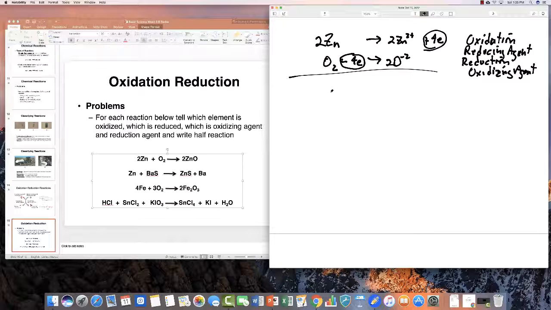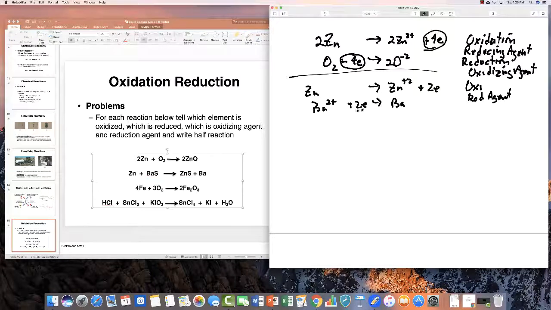The next one is zinc again, and it again goes to zinc 2+. And there's just 1 of them this time, so you only lose 2 electrons, and it again is the oxidation side. It's the reducing agent. And in this case, the barium goes from Ba 2+ to Ba by gaining 2 electrons, and it's reduced, and it's the oxidizing agent.